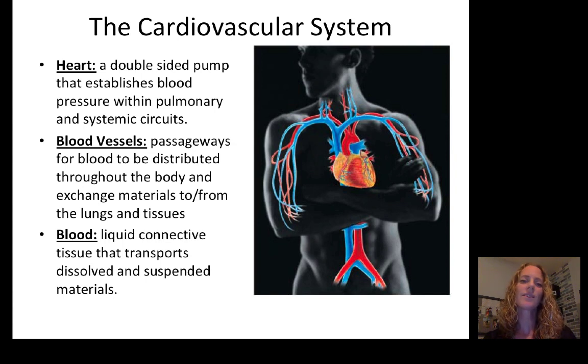So the cardiovascular system is a closed system where the heart acts as a double-sided pump that establishes blood pressure within pulmonary and systemic circulation. The heart then pumps the blood through the blood vessels, which act as passageways for the blood to be distributed throughout the body to exchange materials to and from the lungs and to and from the tissues. The blood is a liquid connective tissue that transports dissolved and suspended materials.